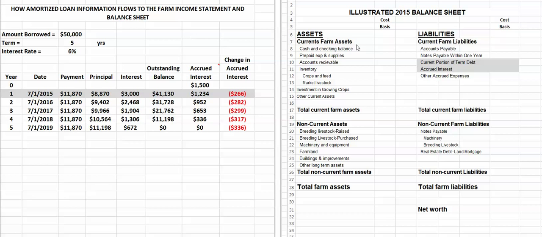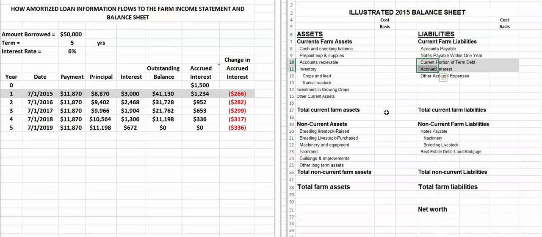In the right-hand panel, we've got an illustrated balance sheet. We're going to assume it's for December 31st, 2015, because in class we're assuming the end of the fiscal year is the same as the calendar year. In order to complete the liability side of a balance sheet, there are a couple of places where you have to have an amortization schedule to come up with the dollar amounts. On the illustrated 2015 balance sheet, you're going to need an amortization schedule to complete these two entries: the current portion of term debt, which we will explain, and the accrued interest.